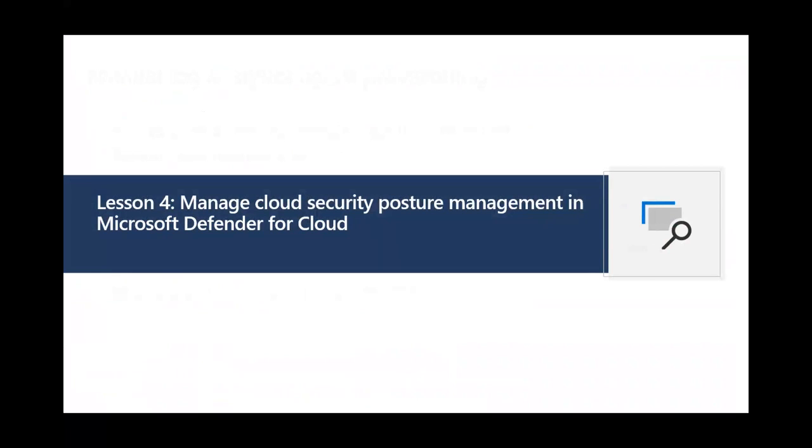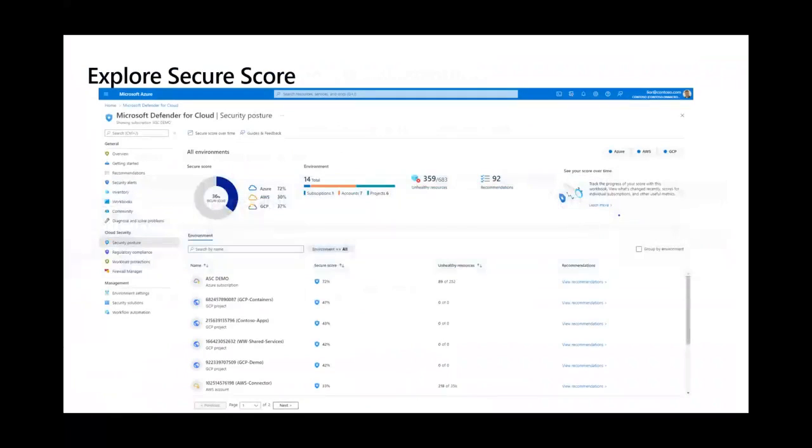Next lesson is how we can manage cloud security posture management in Microsoft Defender for Cloud. Defender for Cloud continuously helps us to assess our cross-cloud resources for security issues, and it then aggregates all of the findings into a single score so that we can tell at a glance our current security situation. The higher the score, the lower the identified risk level.